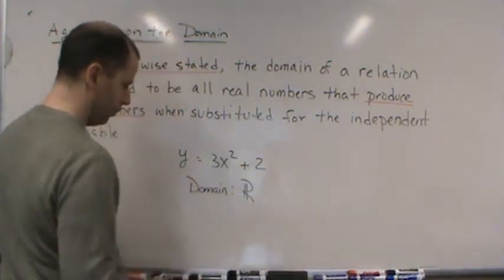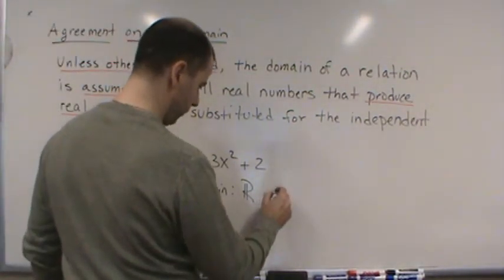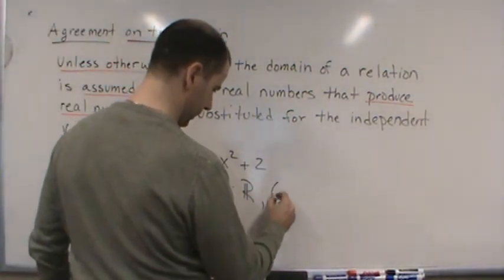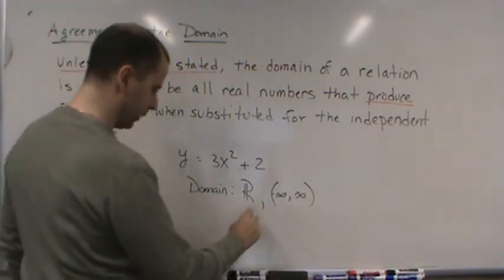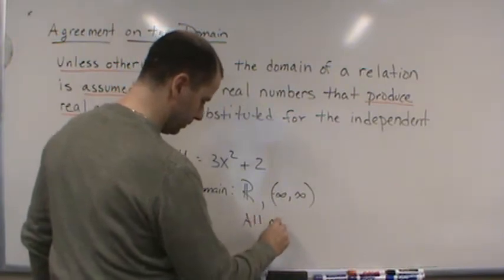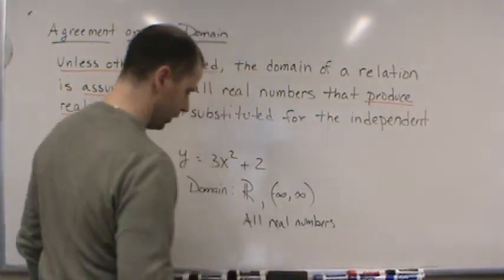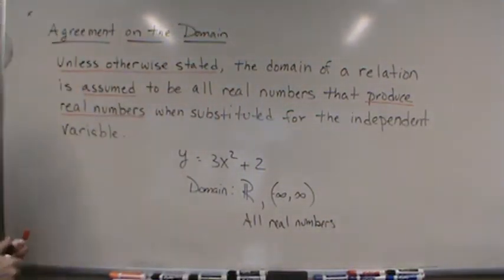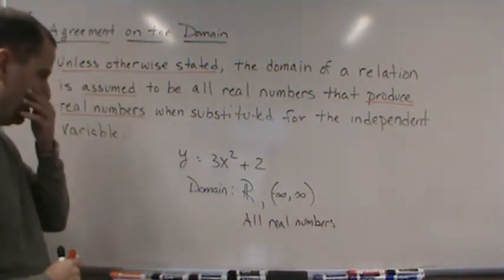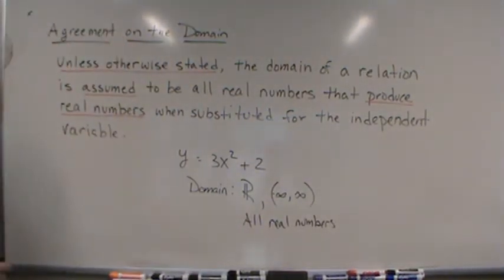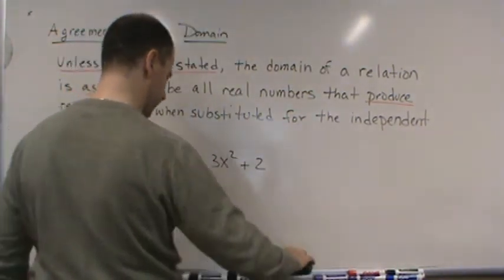So we can write the boldface R for all real numbers, or we can just use negative infinity, comma, positive infinity, or we can just write all real numbers. Obviously, if I ask you for interval notation, this is what you would write. But this would be the example. So, here's another one. What about this one?